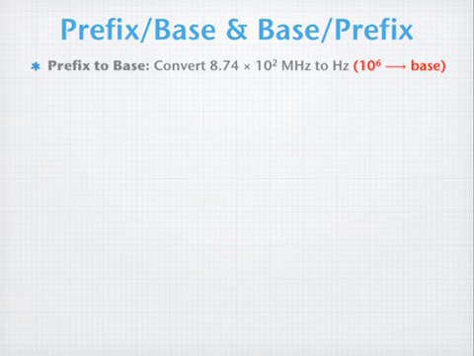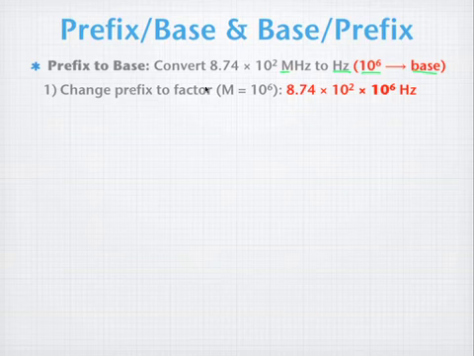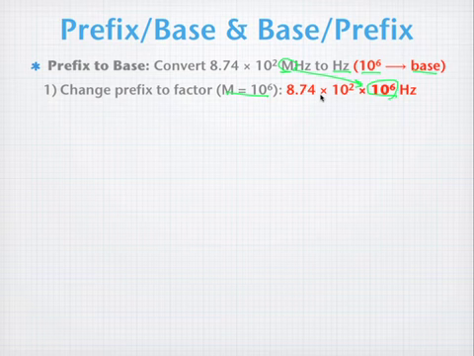All right, converting from prefix to base is a little easier because we can skip one of the steps. So we're going to take 800.74 times 10 to the 2nd megahertz. Mega is 10 to the 6th. And we're going to convert that to hertz, which is the base. By the way, hertz is a unit of frequency. We'll see this in Chapter 5 as well. So we're going to change the prefix to the factor. Mega is 10 to the 6th, so we're going to put that 10 to the 6th in place of our m. And it becomes 10 to the 6th.